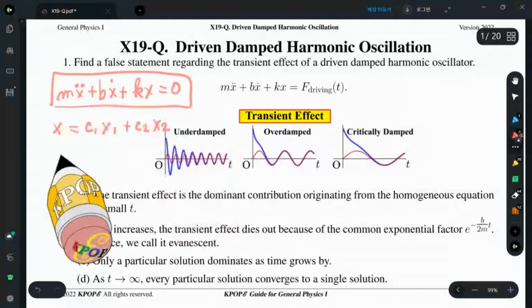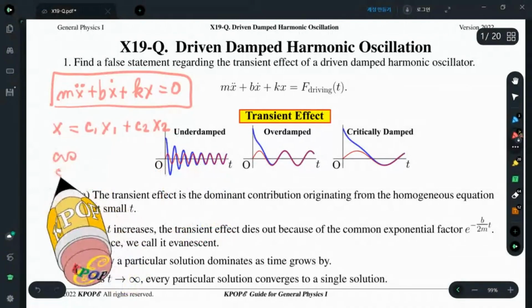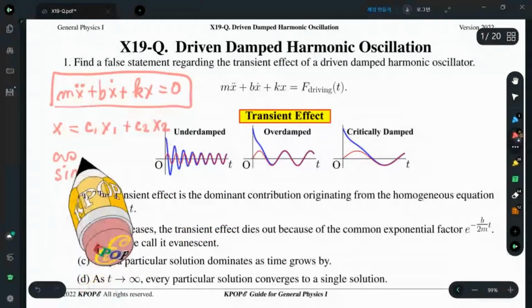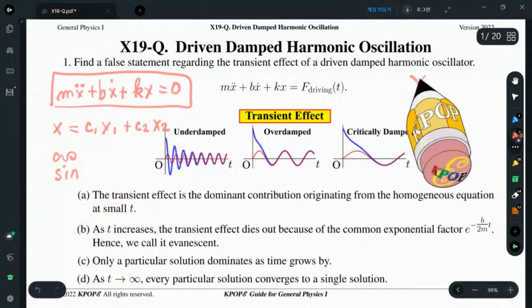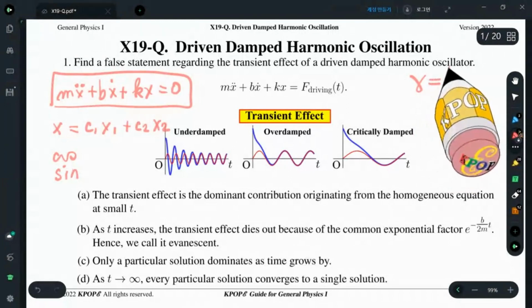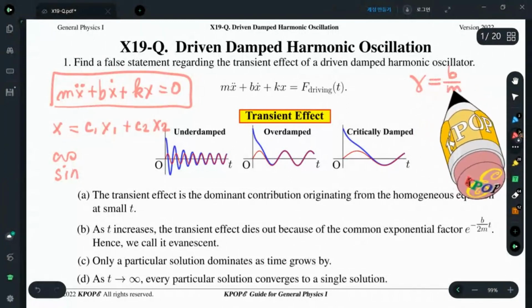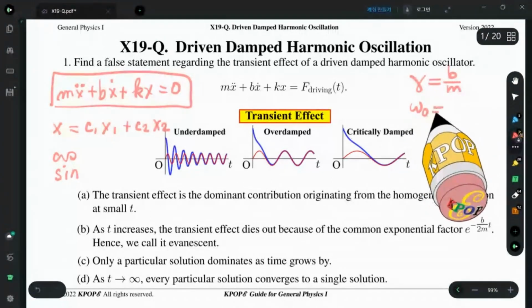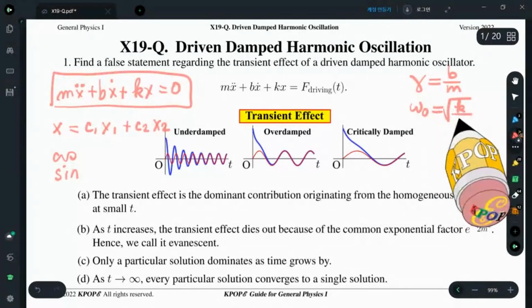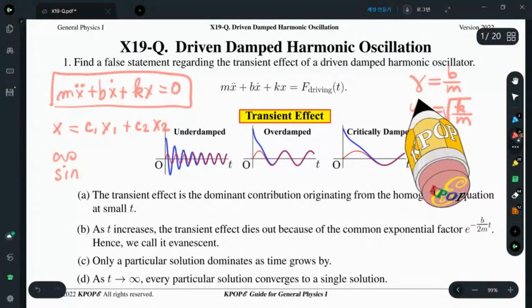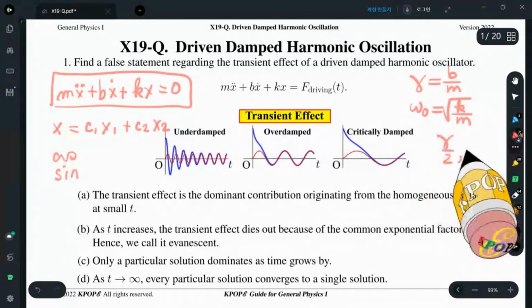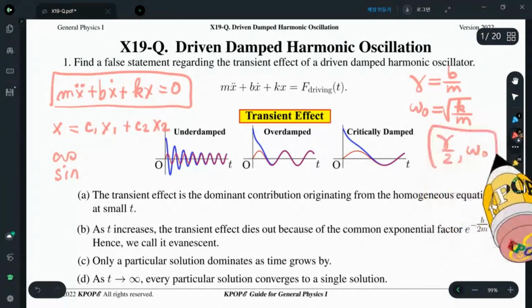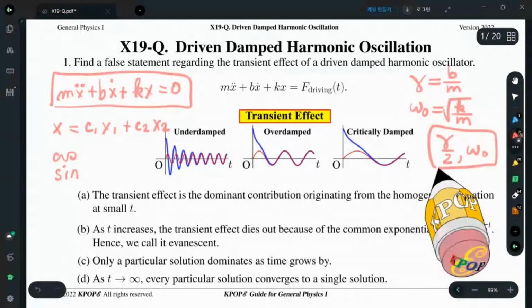And these are either cosine or sine. And we had a special frequency when we define gamma equals B over M and omega zero is the square root of K over M. Depending on the relative values of one half of gamma and omega zero, the system shows a very different return.